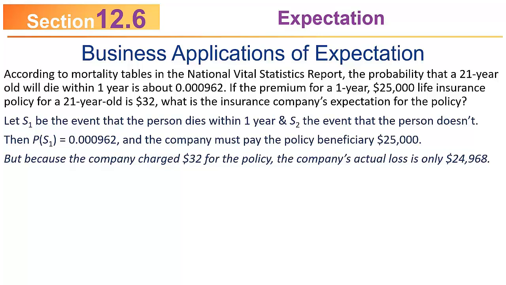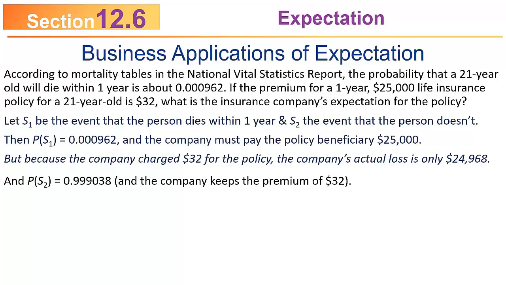The probability that the person does not die within a year is 1 minus the probability that that person does die. So if you take 1 minus 0.000962, you get 0.999038. Now, if that happens, the company keeps that entire premium of $32, and that's the company's profit for issuing that policy. And that's, of course, what the company hopes will happen. And I'm pretty sure it's what the person that took out the policy hopes will happen as well.